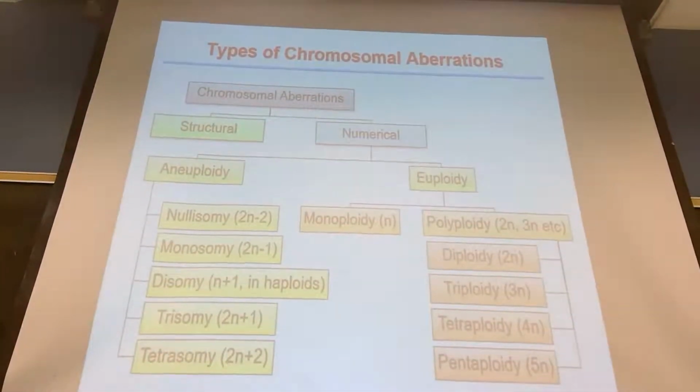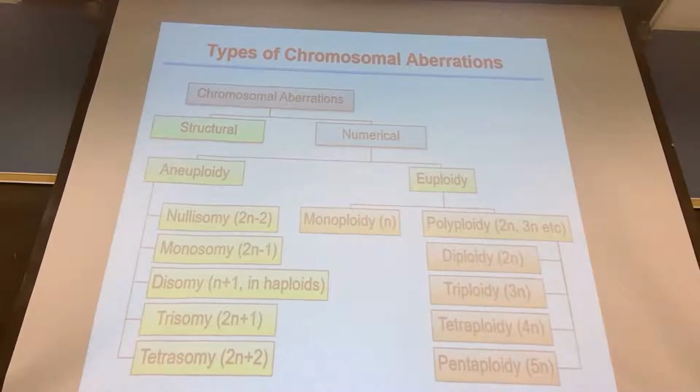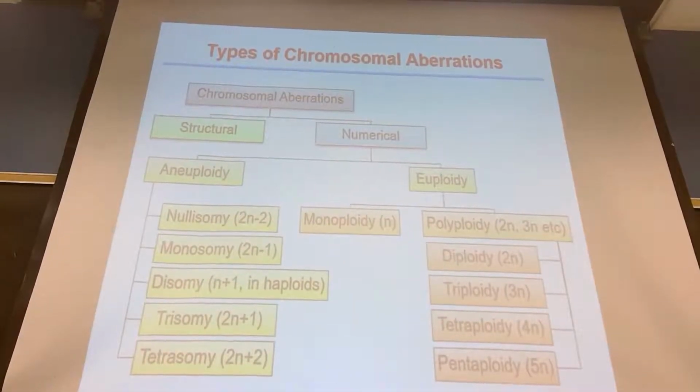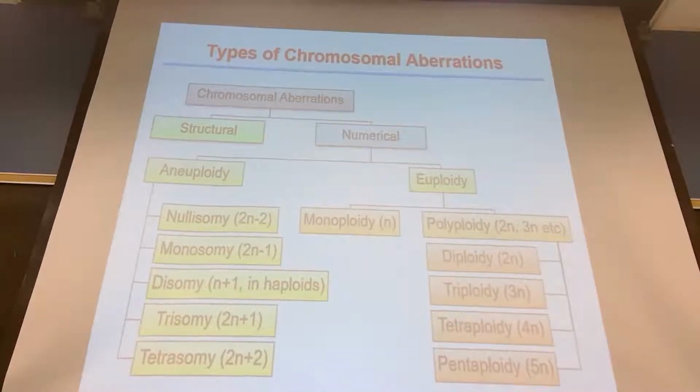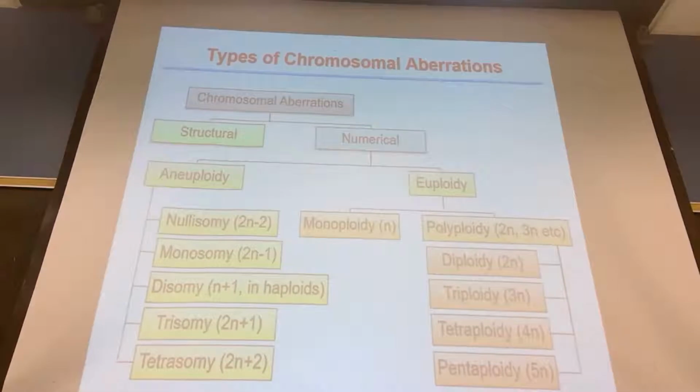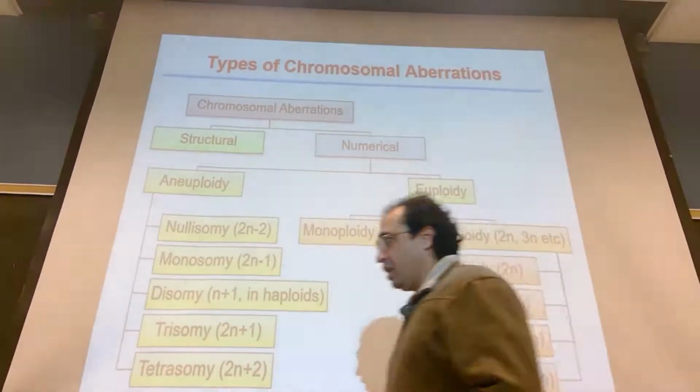When we talk about the whole set, that means it is a multiple of n. So n, in case of Drosophila, means 4. In case of human, n means 23.